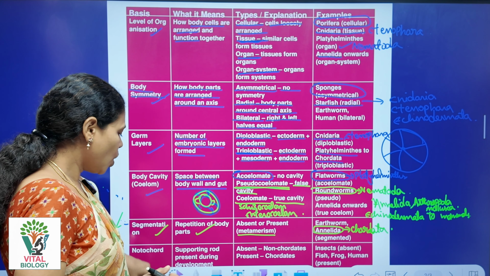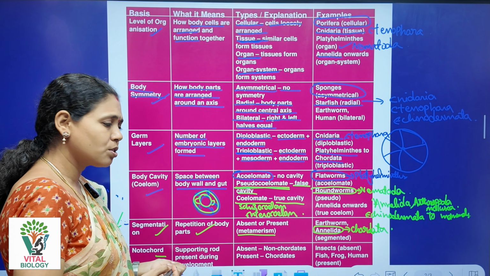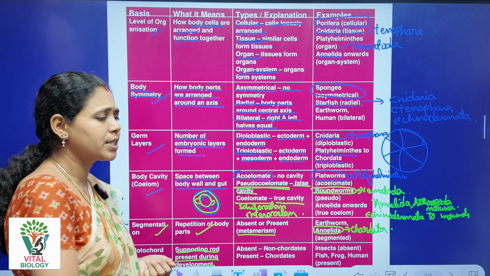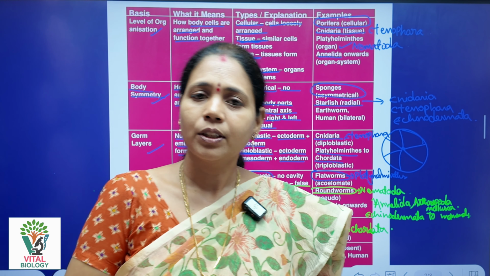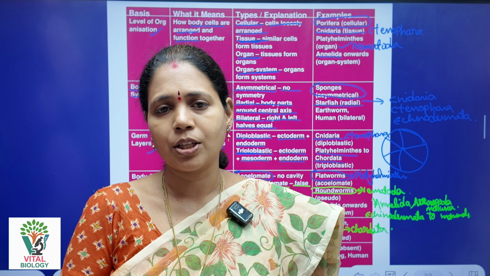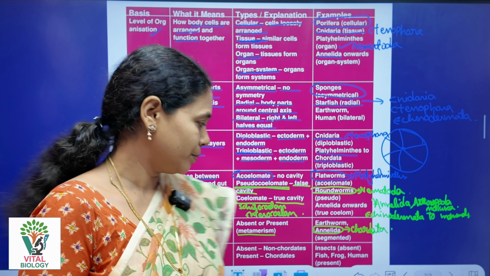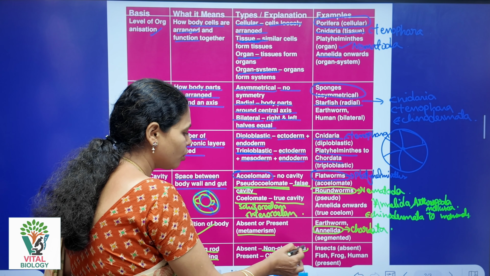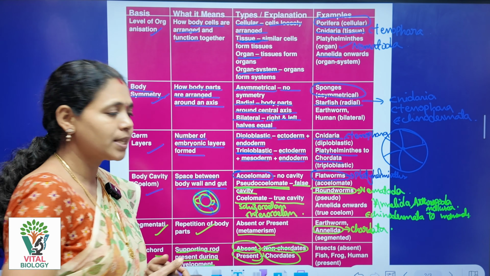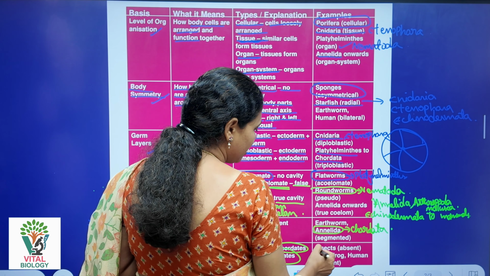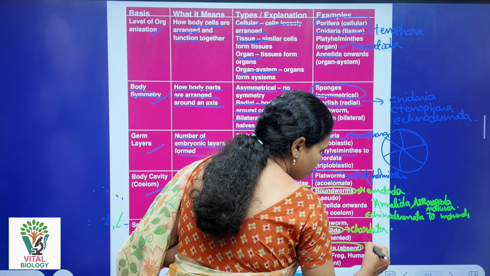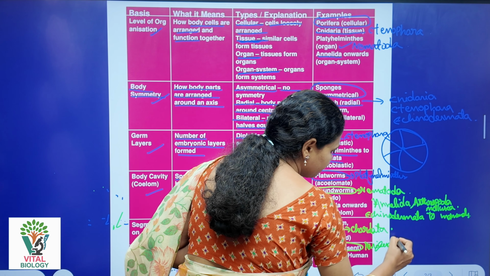Next, notochord structure. So what is this notochord? Notochord is a supporting rod-like structure which is generally present in the embryonic development of chordates. During the embryonic development of chordates, a rod-like supportive structure can be seen. That is called the notochord. In non-chordates, this notochord is absent, whereas in chordates, this notochord is present.